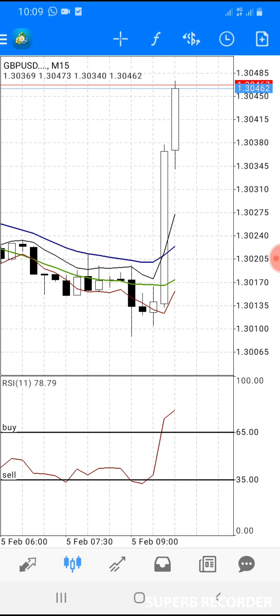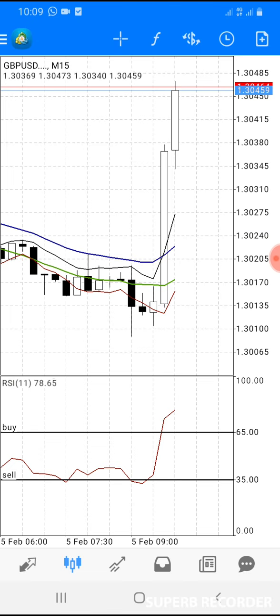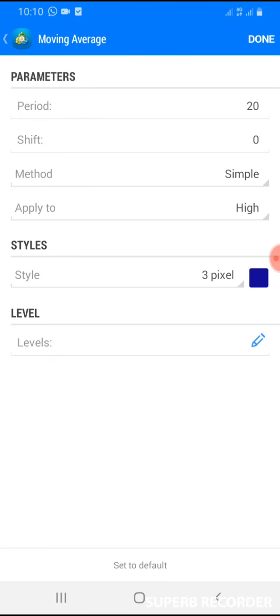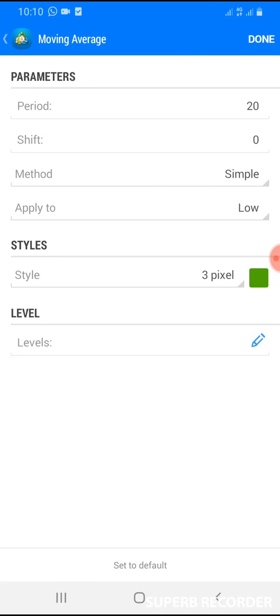We're gonna be using simple moving averages. I've already set it up, and the first moving average you need is the simple moving average with period 20, applied to high, and you choose the color blue. Please note these colors, because I'm gonna keep referring to them. Then you click done. Then you need a simple moving average with period 20, but this time applied to low, and the color should be green.